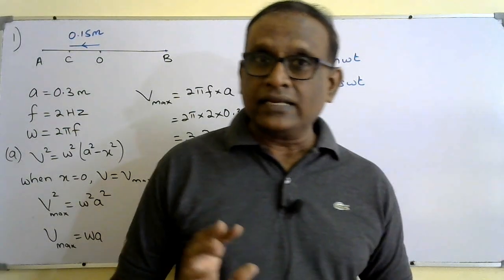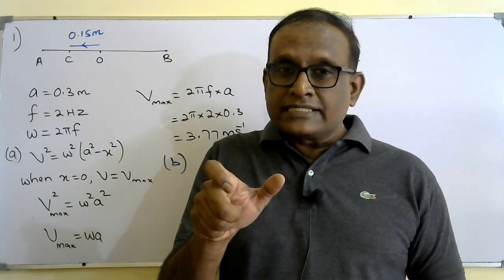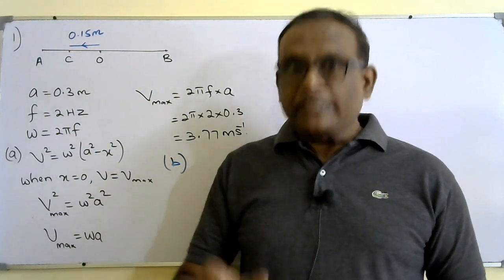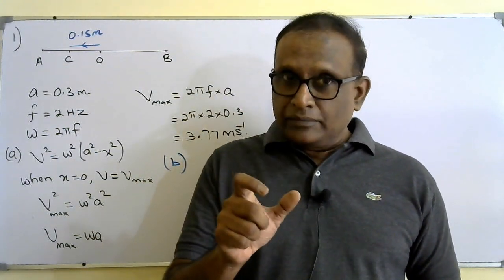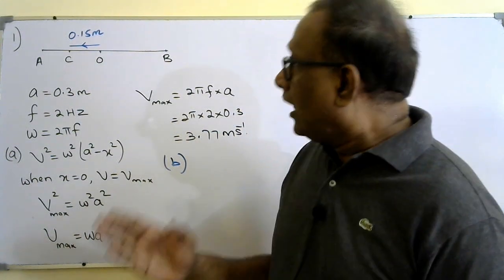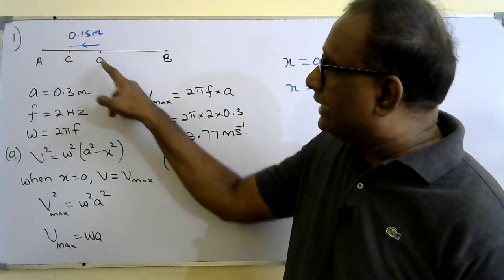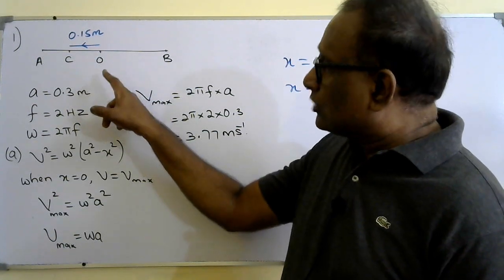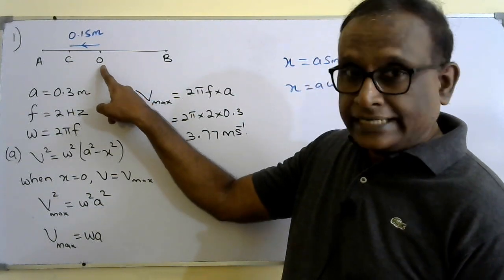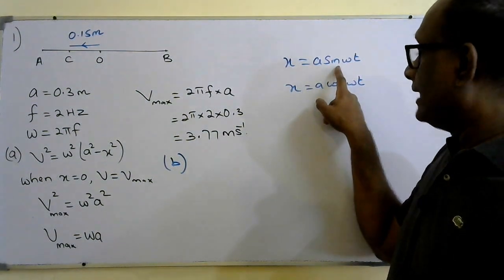Also, you must know that the time taken to travel between 2 points is the same regardless of direction of motion. That could be proved, but I don't want to waste time. For example, the time taken to move from O to C is the same as the time taken to move from C to O. If the question involves the center, the equilibrium position, such as O to C or C to O, you must use x equal a sine omega t.